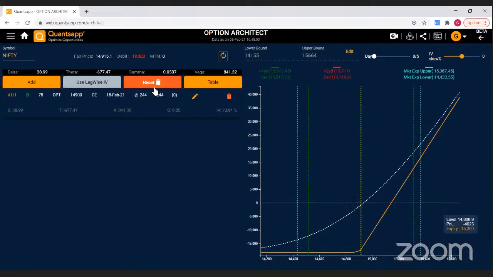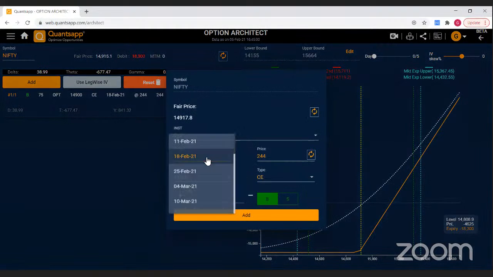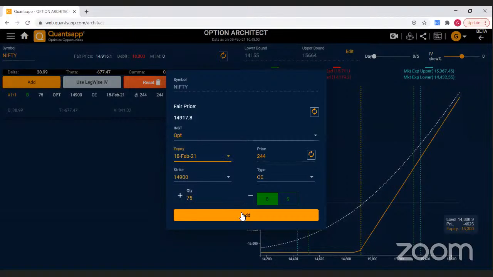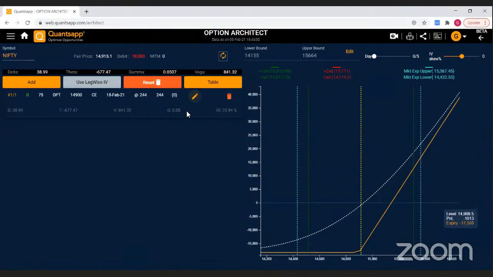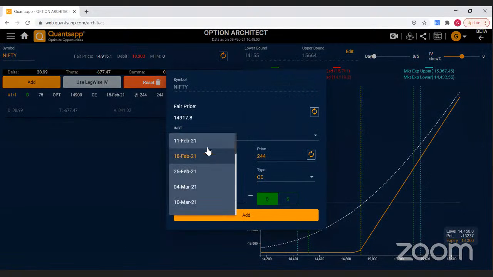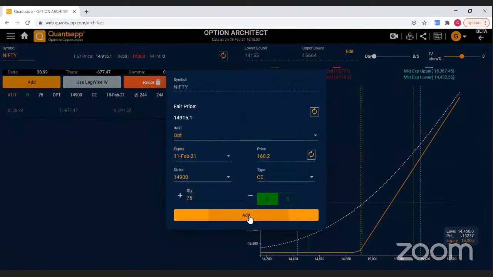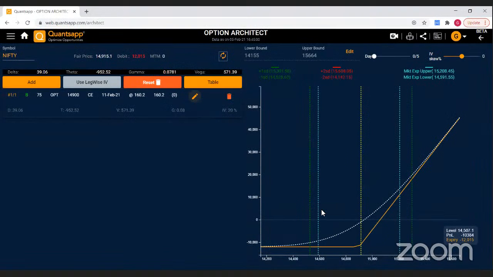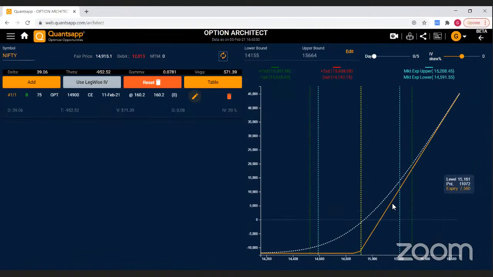So this is one particular point. This strategy is for 18th of Feb. One second. So I'm going to change it to 11th of Feb. Now we're going to see a lot of things. Suppose you are trading in the weekly option, the next weekly option. Now I want to see what could be the payoff. I'm just taking the normal single leg call option.